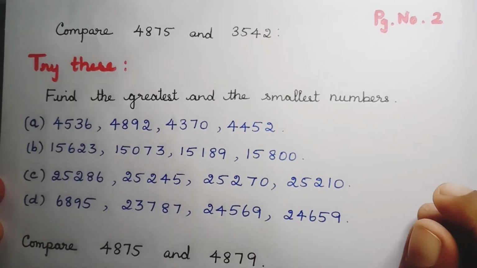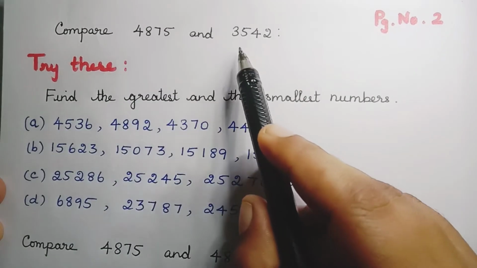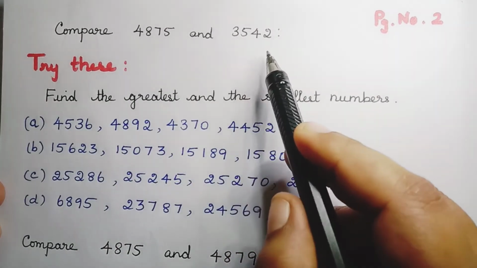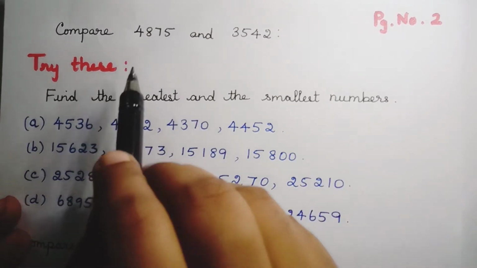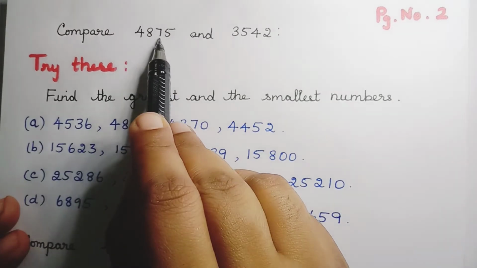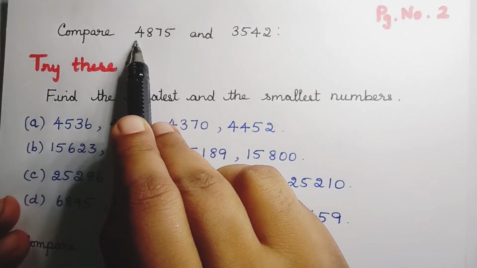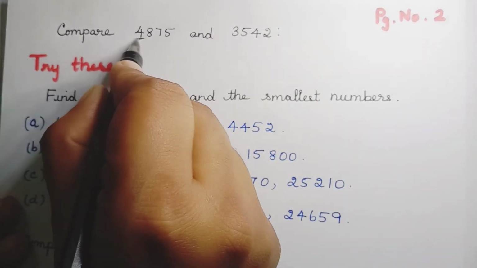Now let us compare the next two numbers, okay? 4875 and 3542. So how do you compare these two numbers? First, look at the number in the thousands position. You know this is ones, tens, hundreds and thousands. So compare the digit at the thousands position. Okay. So what is the number here?